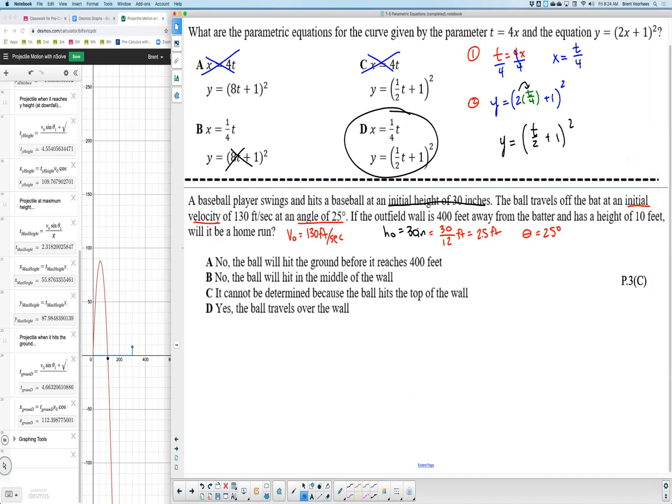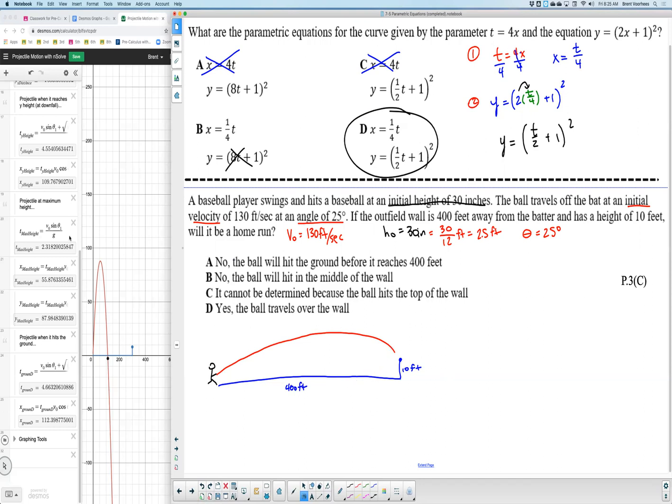And so here's the idea. You have a baseball player who hits the ball, and that ball goes flying off the bat. Way out here, you happen to have a fence. This distance is 400 feet, and the fence has a height of 10 feet. We want to know what will happen to the ball in regards to this fence. Will it hit the ground before the wall, somewhere in here? Will it hit the middle of the wall? It cannot be determined because it hits the very top point? Or does the ball travel over the wall for a home run? That's what we wanted to determine.